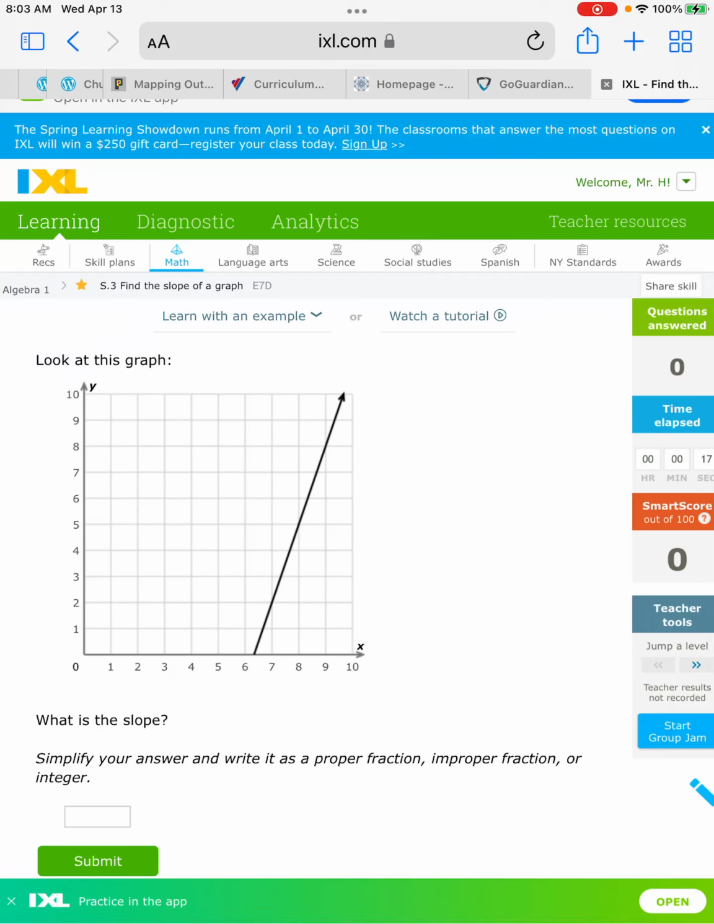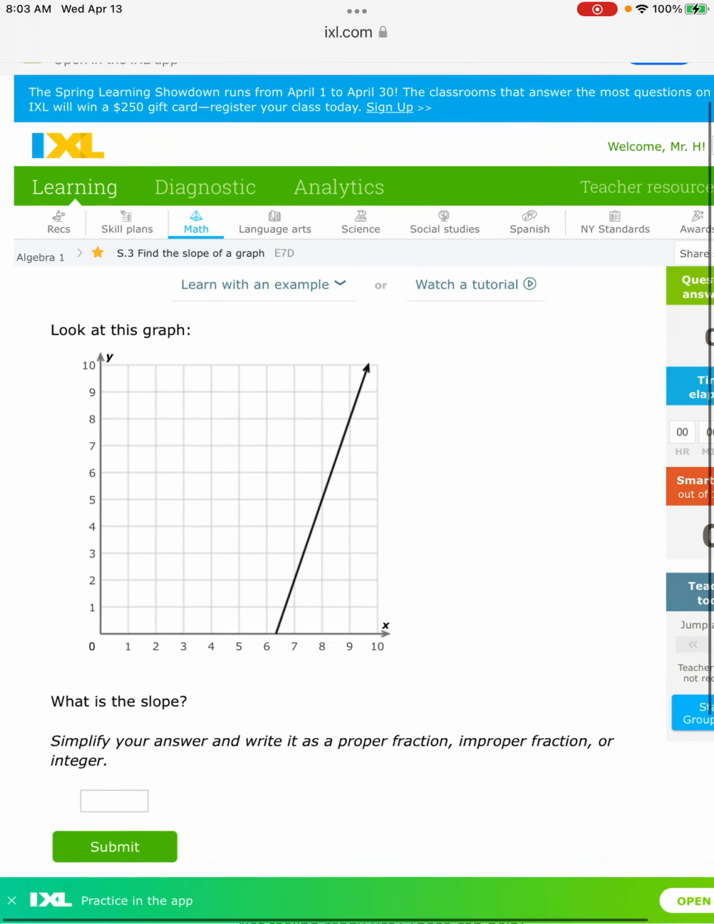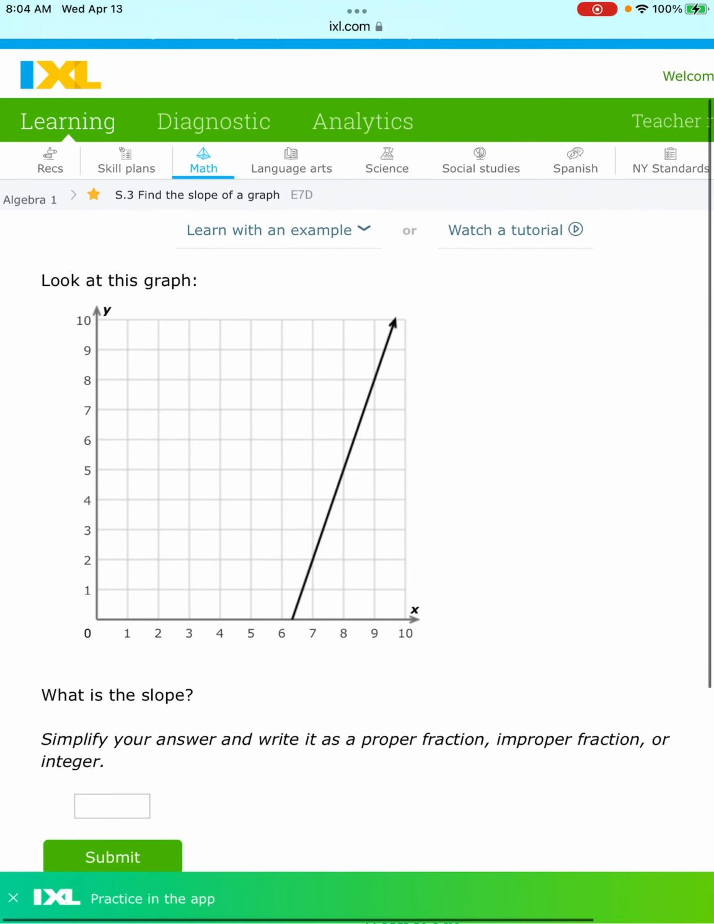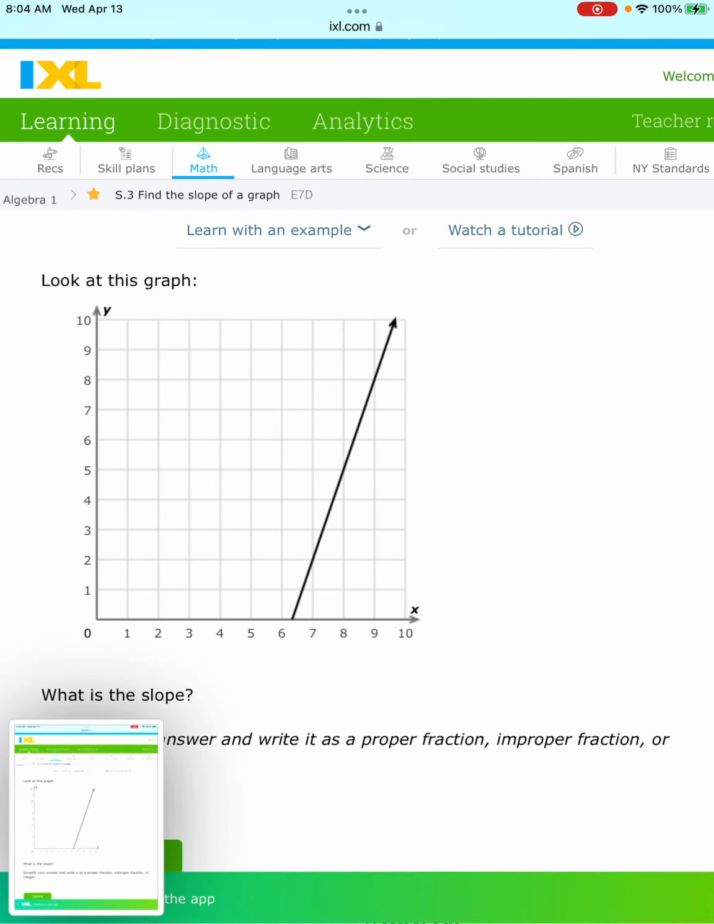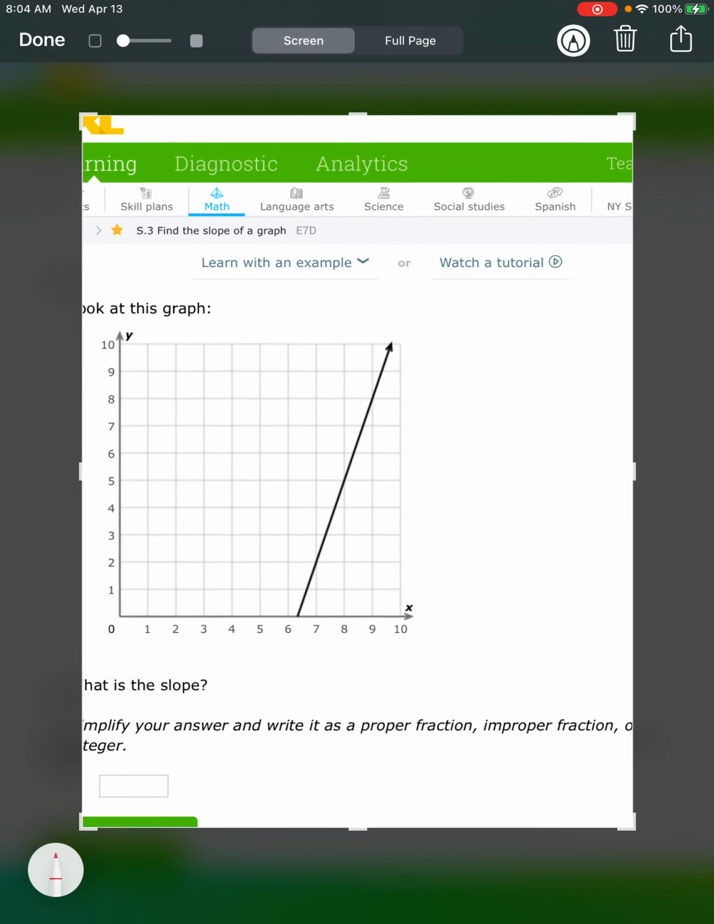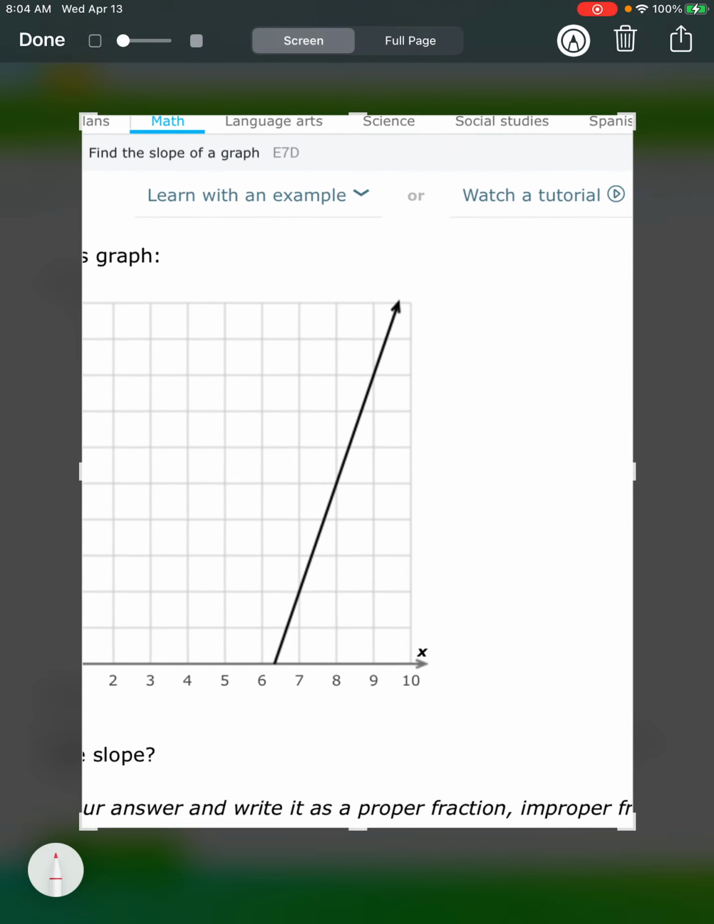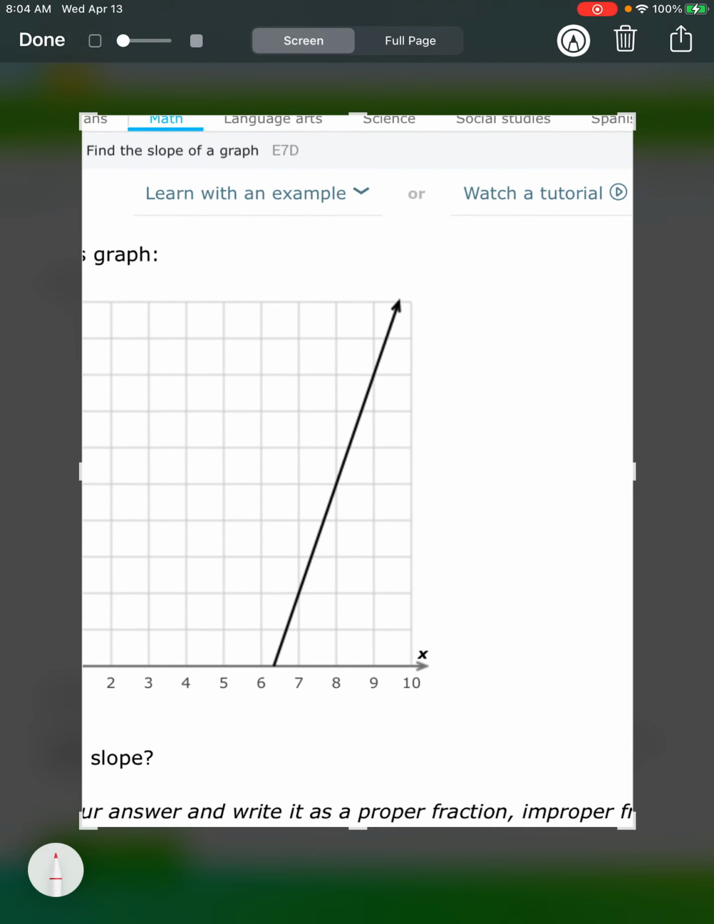I'm going to do a quick video for S.3, find the slope of a graph. This one has confused some students, so I wanted to show a couple examples of what you need to do. Here I have a linear function, you can tell because it's a straight line. The key is you just have to find two places where the line goes through the squares. I'm going to show you exactly what I mean.